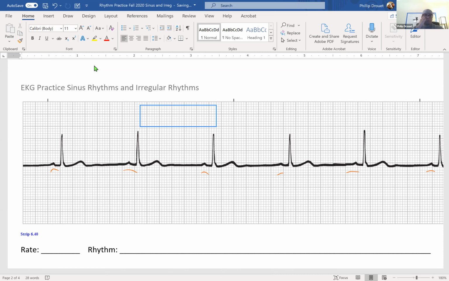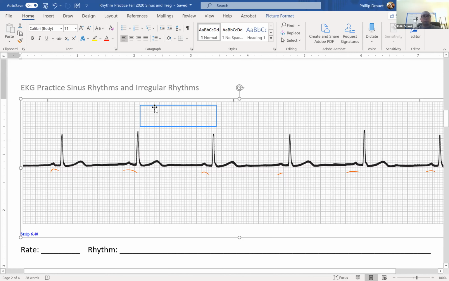All right. So it's coming from the same cell, right? PR interval looks good. QRS interval looks good. Looks within normal range. 0.1 to 0.12 seconds for your QRS. 0.16 to 0.2 seconds for your PR interval. No abnormal beats here. Now let's calculate the rate.